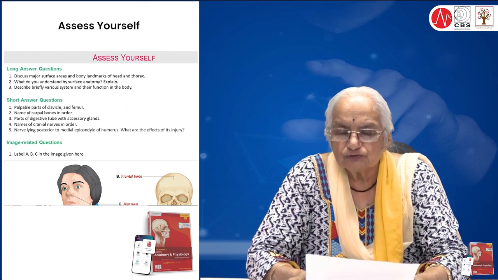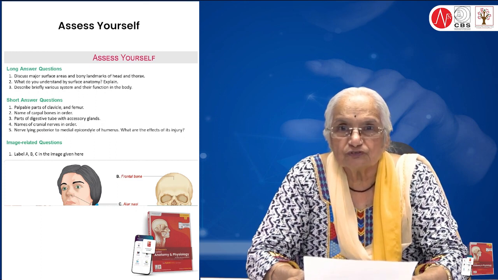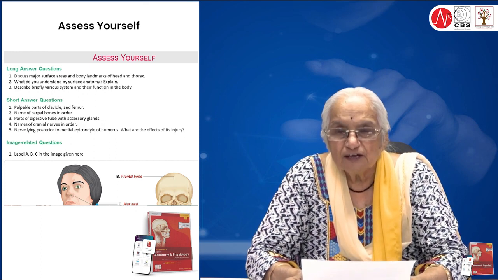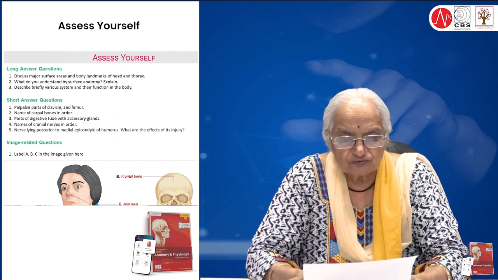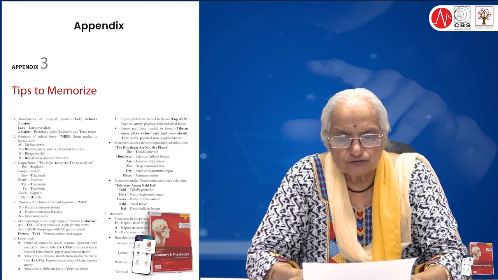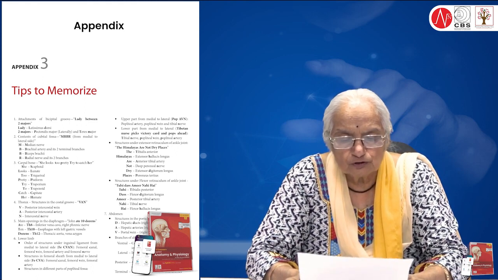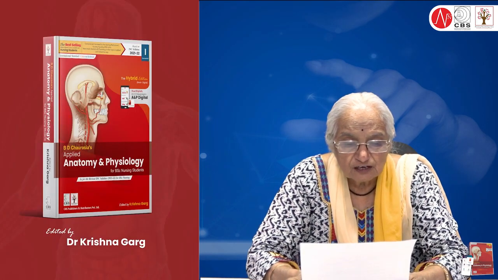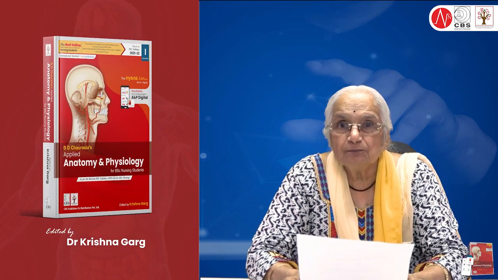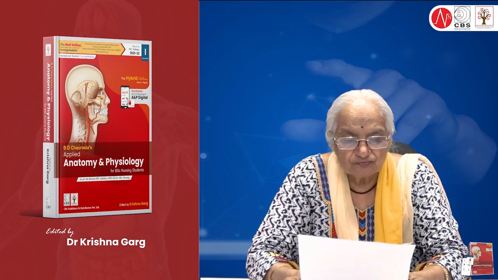These are long questions, short questions, image-related questions, multiple choice questions, fill in the blanks and match the terms in the two columns. Appendix shows tips to memorize, that is mnemonics. She looks too pretty, try to catch her. And vein, artery and nerve in the costal groove. For the first time, we have introduced the hybrid edition for making learning innovative and simplified.